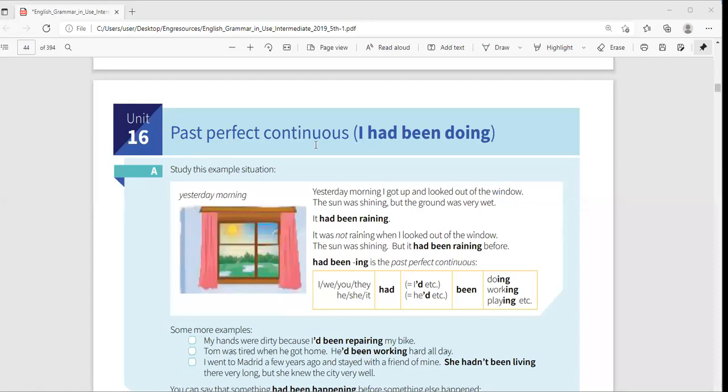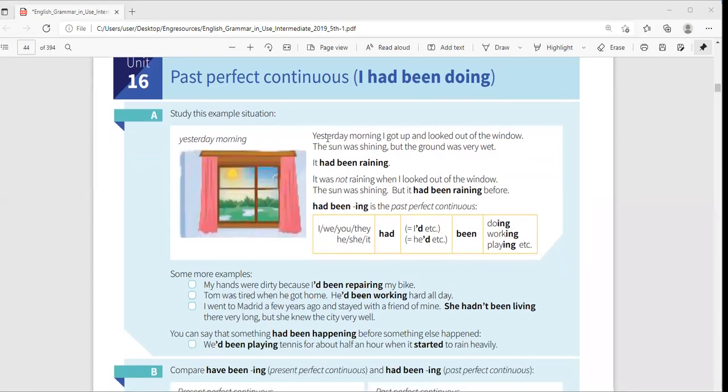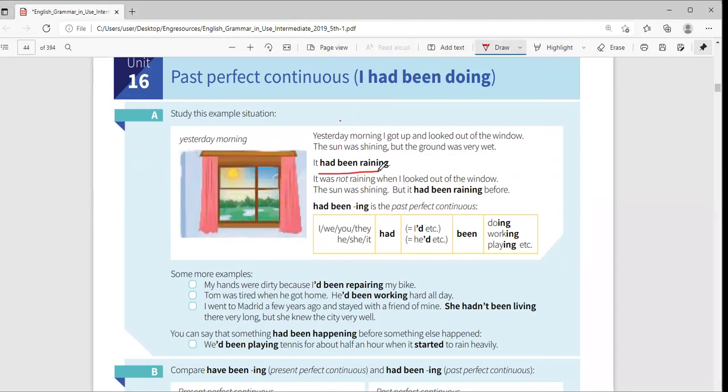Past perfect continuous. You see, yesterday morning, I got up and looked out of the window. You see, this man got up. The sun was shining, but the ground was wet. It had been raining. You know, it had been raining maybe from 8 p.m. at night until maybe like 4 a.m. And then the rain stops. So when it stops, you will see water everywhere. But then the sun came.